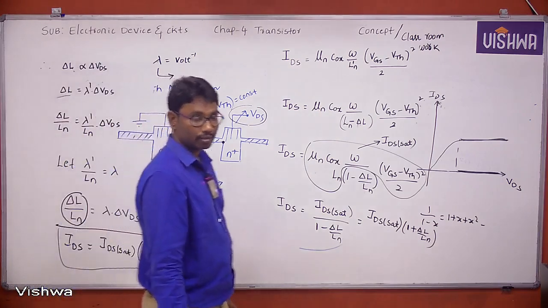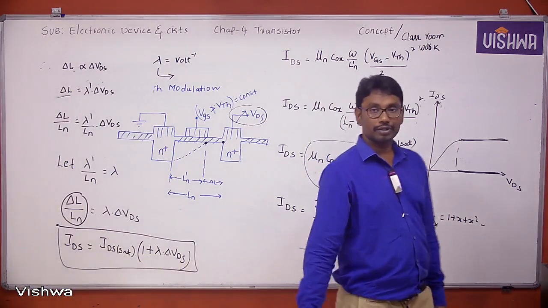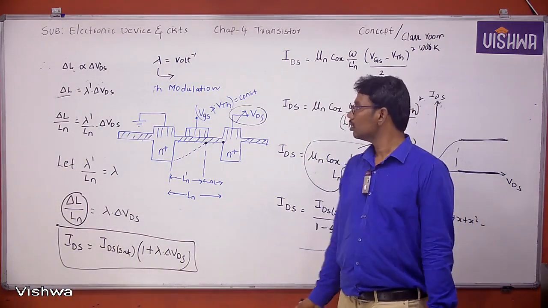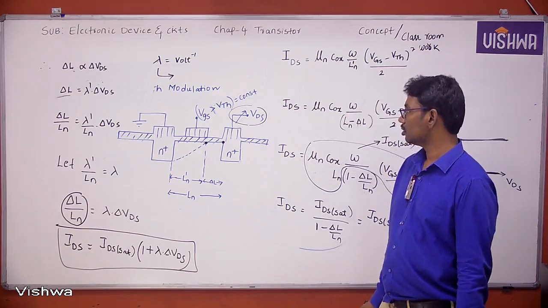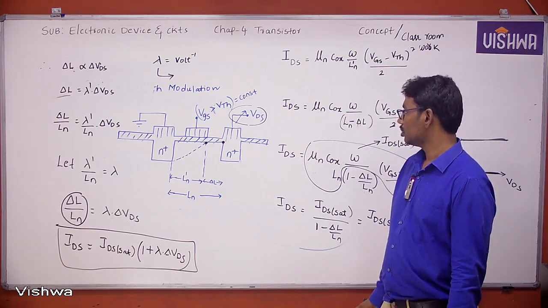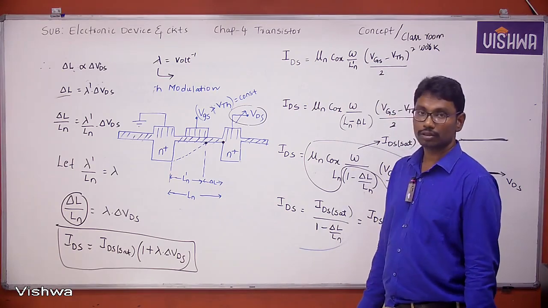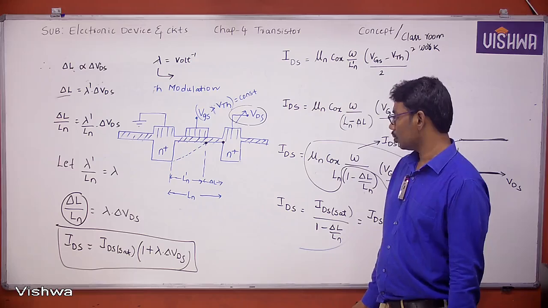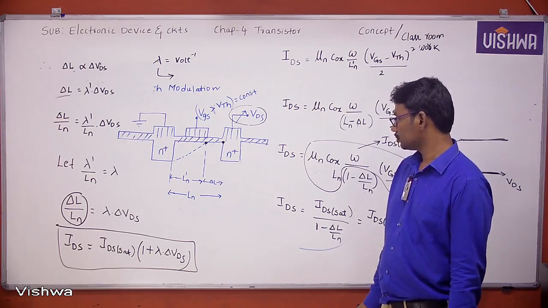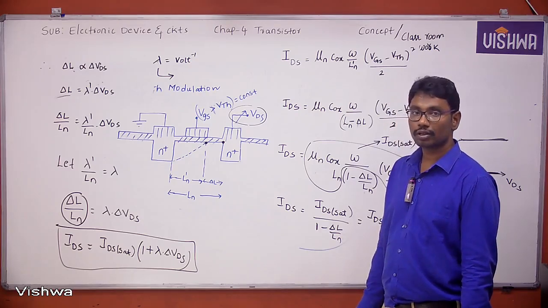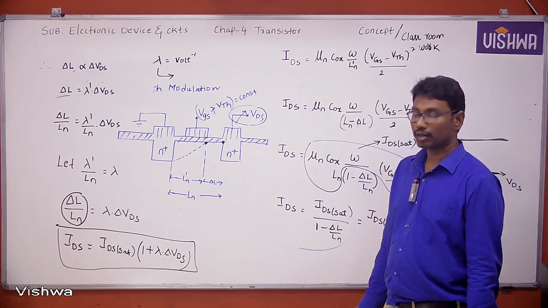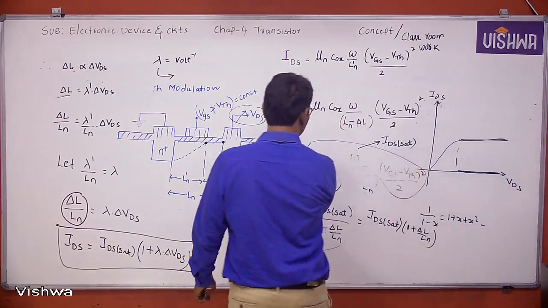Units of lambda. Units of lambda is volt inverse, where lambda is modulation coefficient. Right.